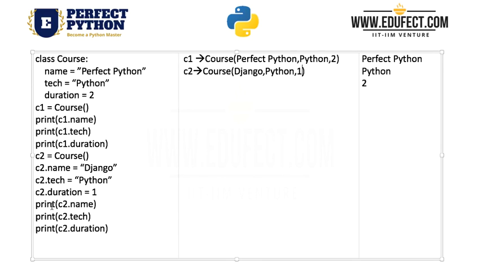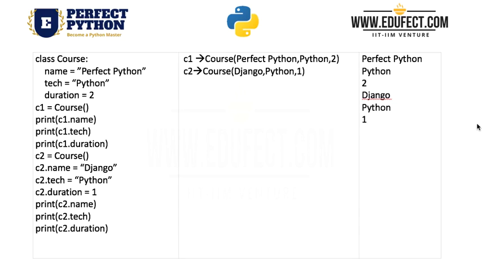And then when we print C2.name, what will get printed is Django, then C2.tech is Python, and C2.duration is 1. So this is what will get printed on the screen. So this is how we use classes, and how we define objects and use them.